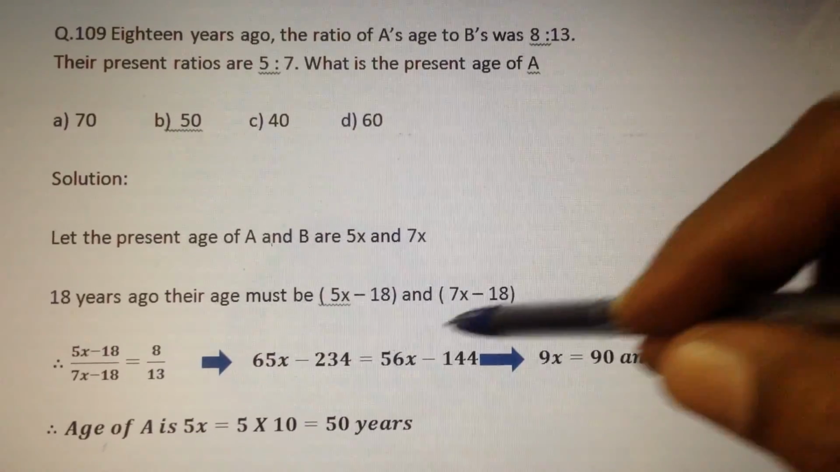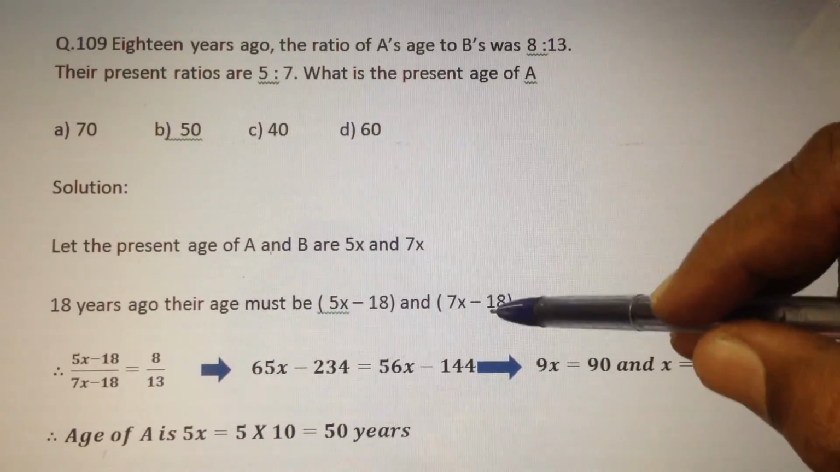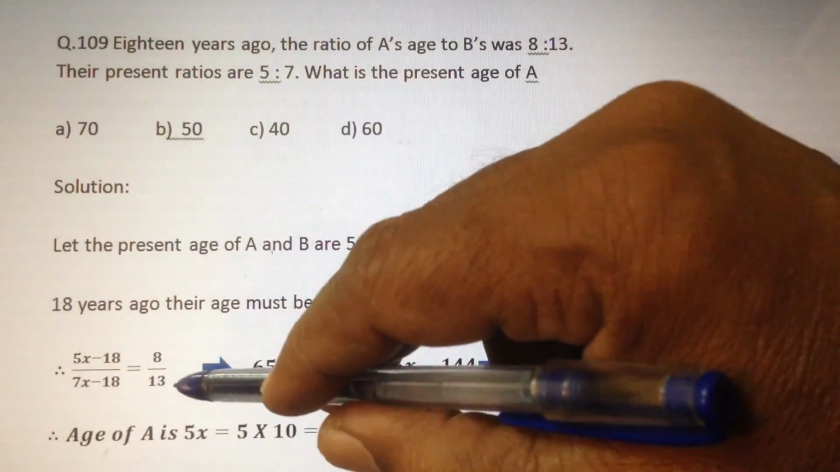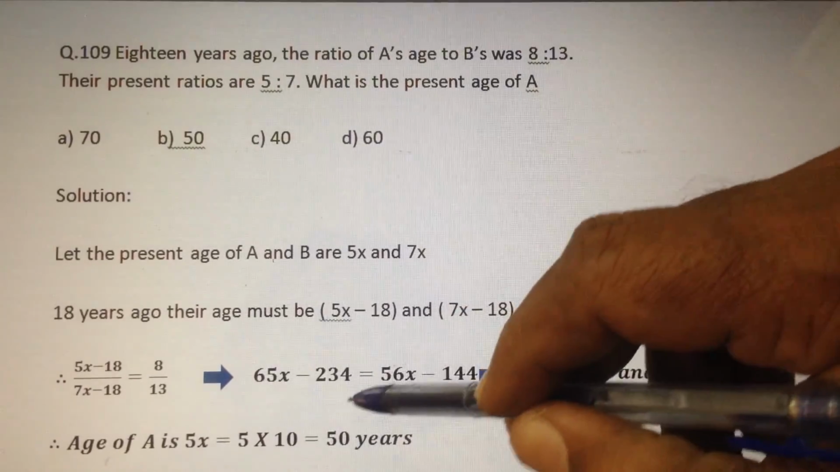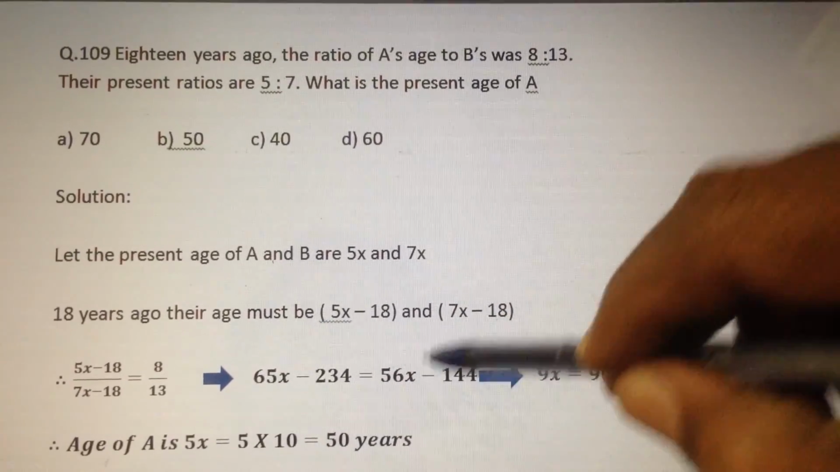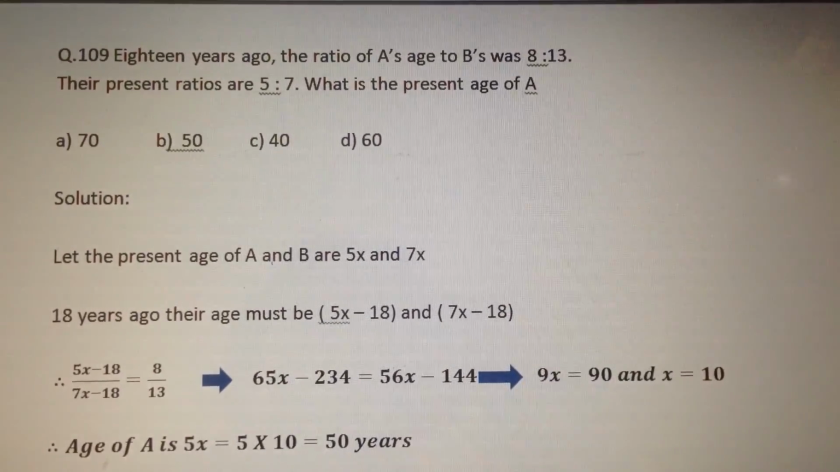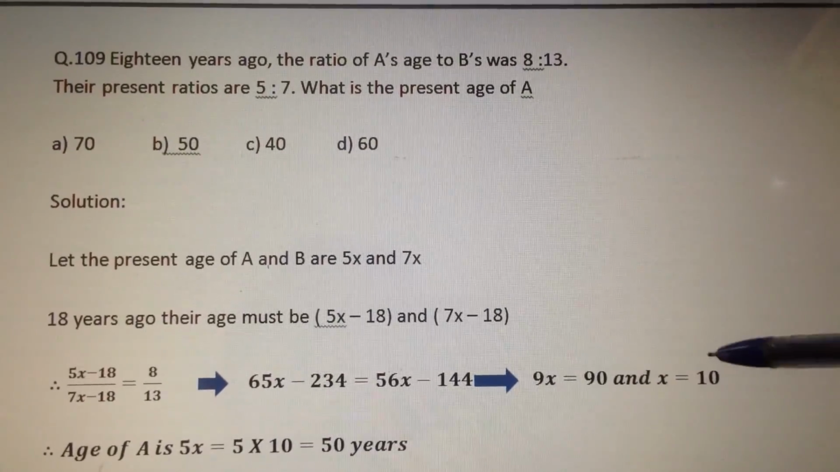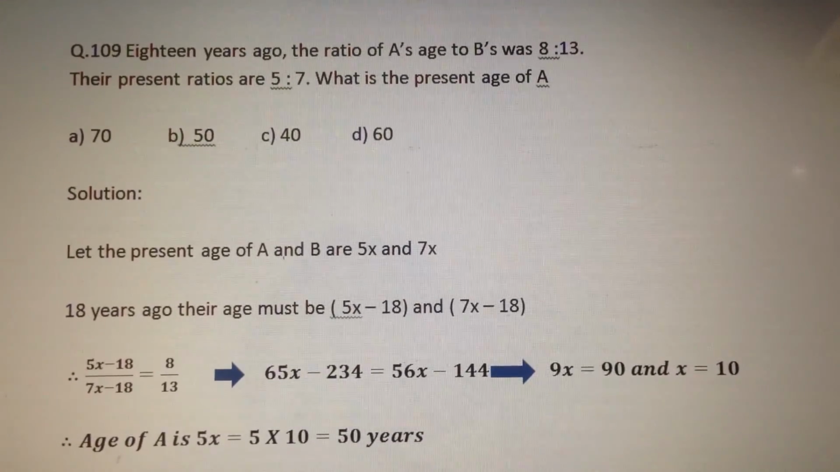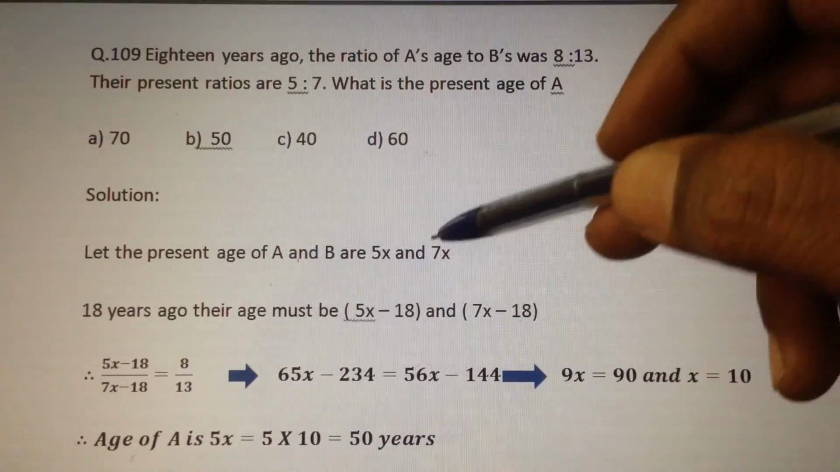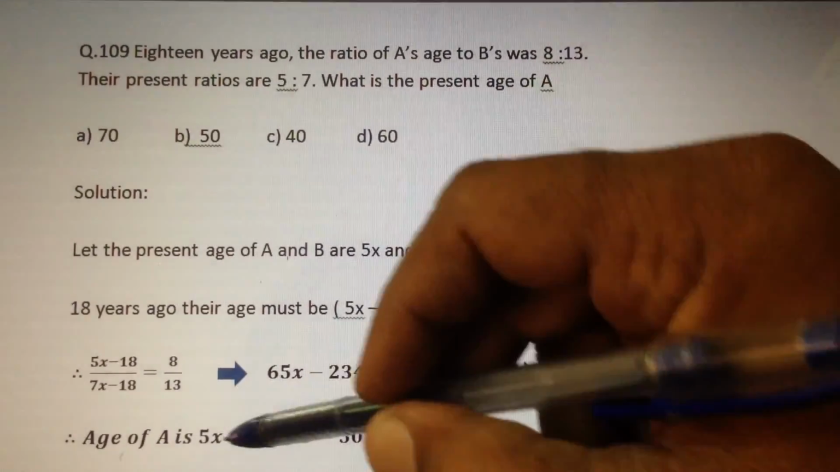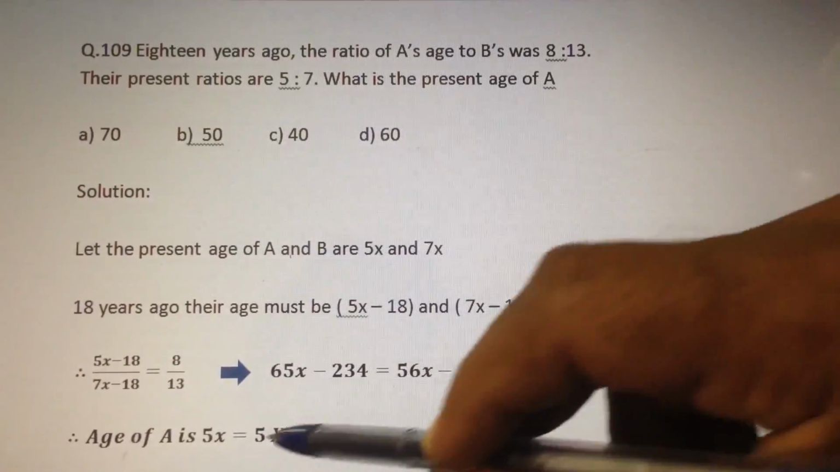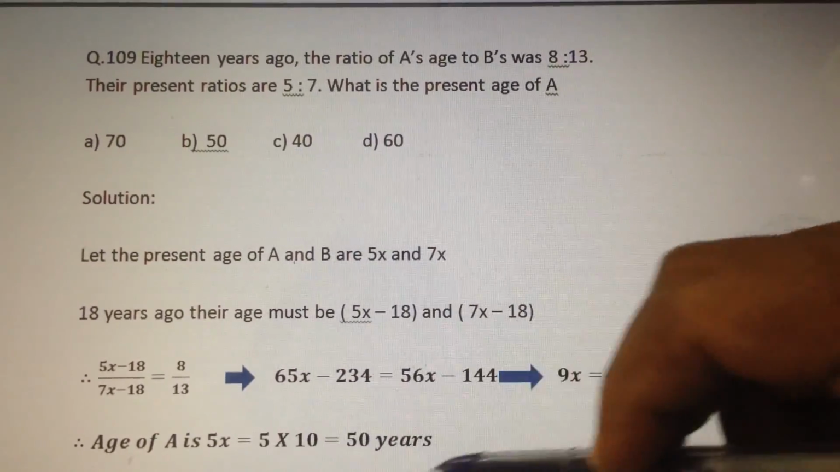Therefore, (5x minus 18) by (7x minus 18) is equal to 8 by 13. So 65x minus 234 is equal to 56x minus 144, and x is equal to 10. And what is the present age of A? It is 5x. Therefore, the present age of A is 5 into 10, which is nothing but 50 years.